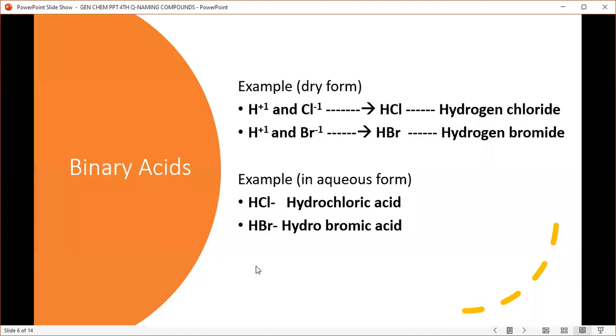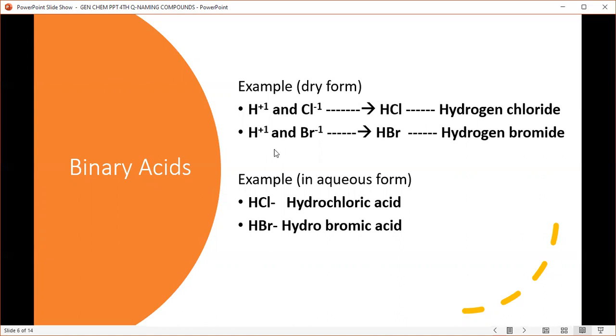Okay, so let's take for example, we have here H positive 1 and Cl negative 1. So that would become, in crisscross method, as we write the chemical formula, HCl. Okay, so how do we name HCl? In dry form, write the term hydrogen, and then the stem of the name of the second element or the non-metallic element, that's chlor. Okay, chlorine. The first syllable is chlor, and then we have the suffix IDE. So that's going to be hydrogen chloride.